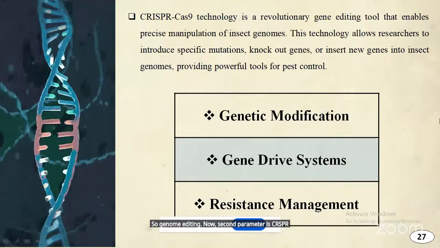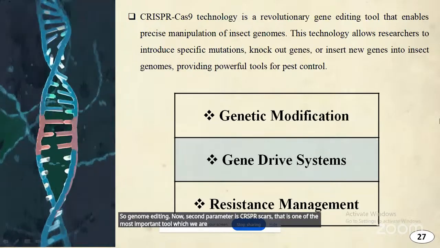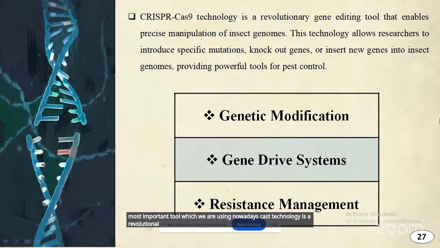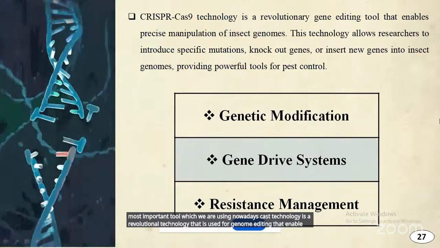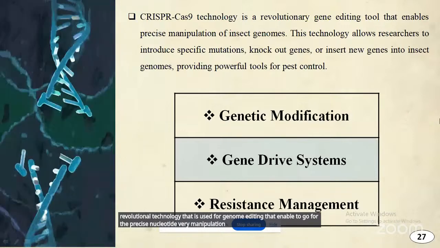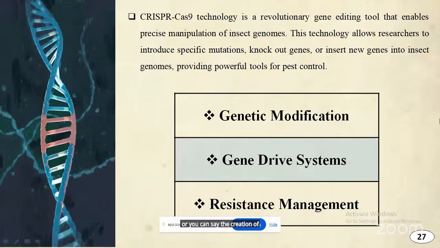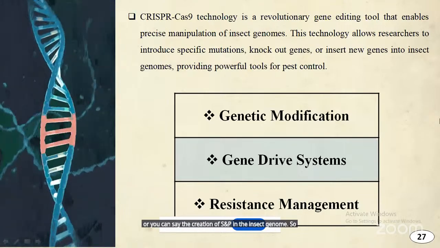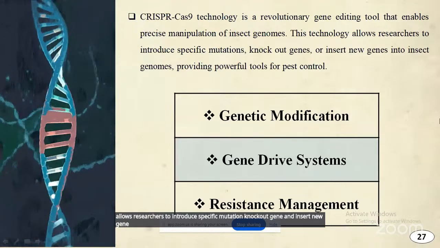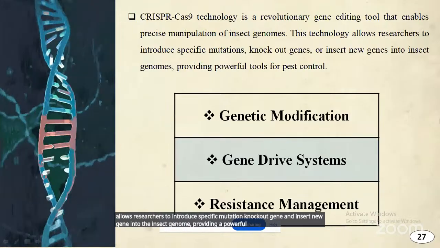Now, the second parameter is CRISPR-Cas. That is one of the most important tools which we are using nowadays. CRISPR-Cas technology is a revolutionary technology used for genome editing that enables precise nucleotide manipulation, or you can say the creation of SNPs in the insect genome. This technique allows researchers to introduce specific mutations, knock out genes, and insert new genes into the insect genome, providing a powerful tool for pest management.